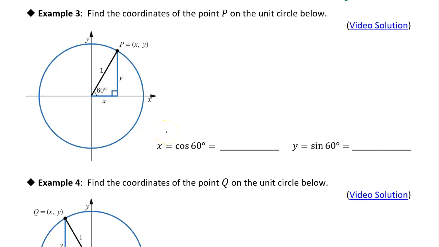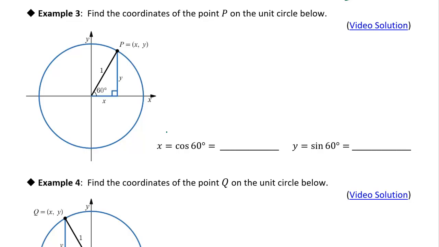All right, so let's find the coordinates of this point P on the unit circle here. Now, the circle is showing an angle in standard position of 60 degrees. So we can just find the side lengths of this triangle in order to find the coordinates x and y, right? Because this is a 30, 60, 90 triangle, and we've looked at 30, 60, 90 triangles in the past.